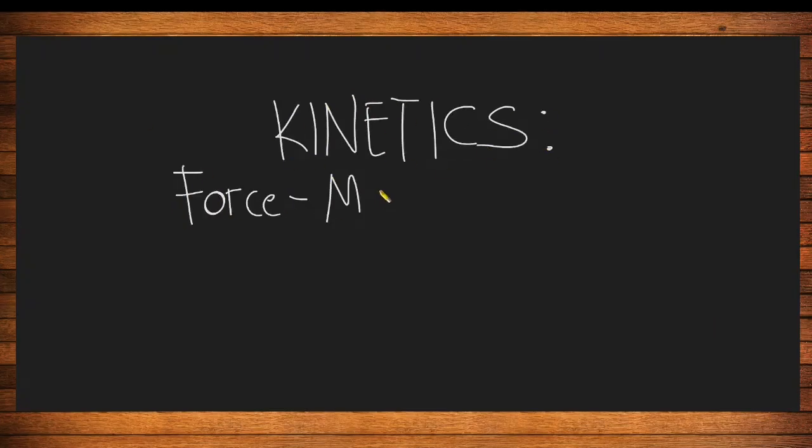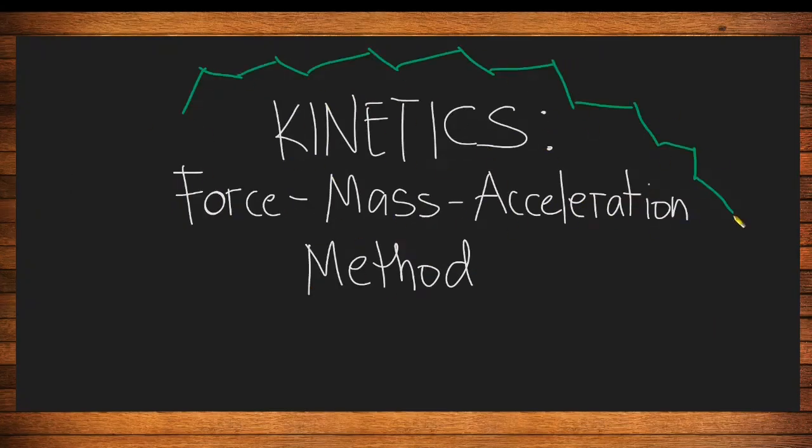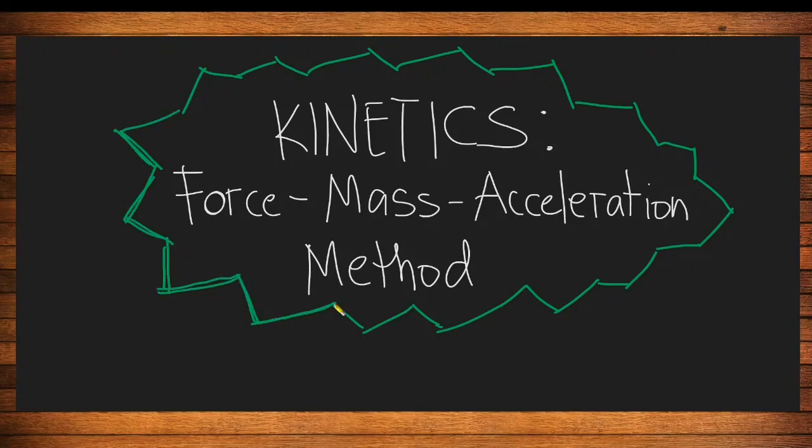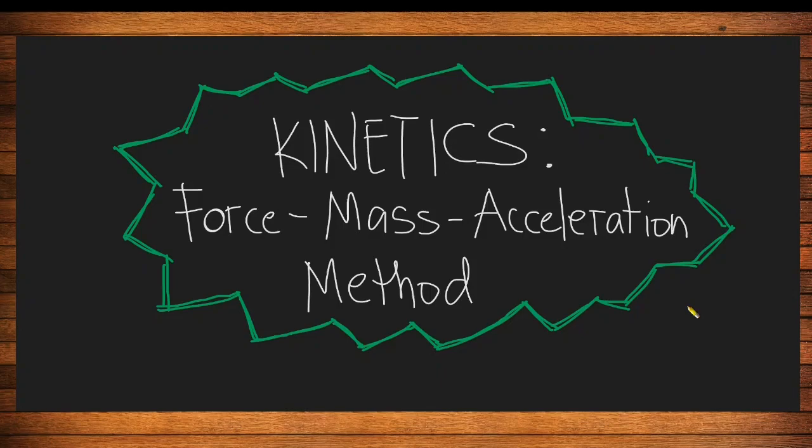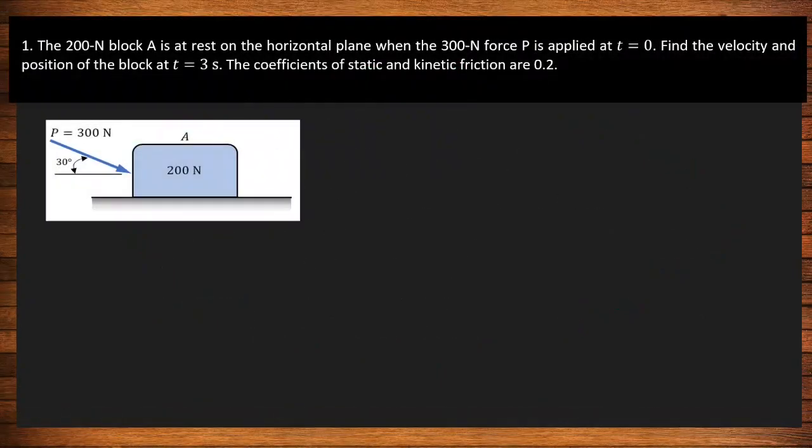Hey guys, so in this video we are going to look at some sample problems where we apply the force-mass-acceleration method. Okay, so for our first example, the 200 Newton block A is at rest on the horizontal plane when the 300 Newton force P is applied at t equal to 0. Find the velocity and position of the block at t equal to 3 seconds. The coefficients of static and kinetic friction are 0.2.